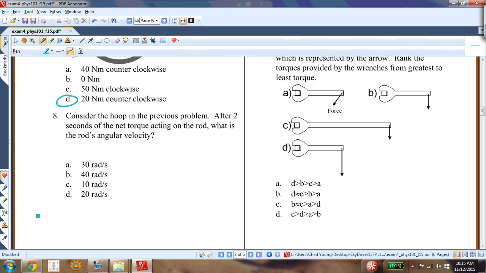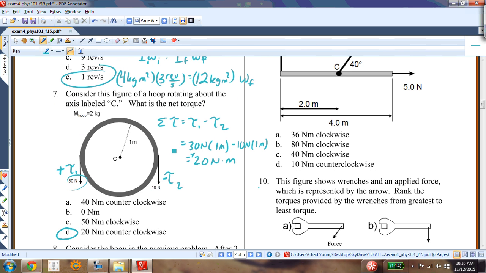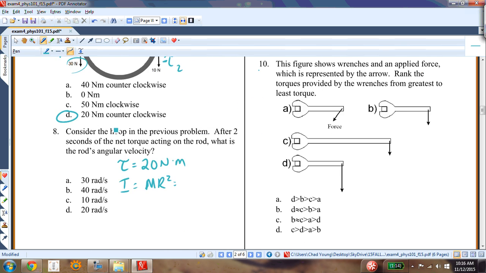Alright, so consider that hoop. After 2 seconds, what is the rod's angular velocity? So I know the torque is 20 newton meters. I also need to know what the moment of inertia is. This is a hoop, so it's mr squared. Let's see, it was 2 kilograms and 1 meter. So that's 2 kilograms, 1 meter squared, 2 kilogram meters squared. That's my moment of inertia.